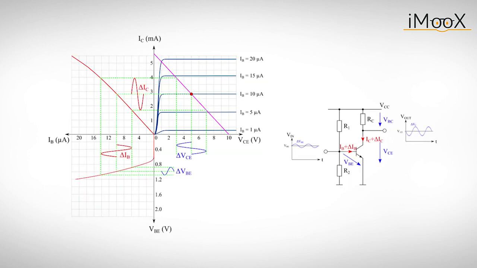In a second step, we can amplify a small AC voltage delta VBE at the input, which leads to a corresponding AC current IB at the base, an amplified AC current delta IC, and finally an amplified voltage delta VCE at the output. By using this representation of the behavior of a transistor, we can also see what happens if we choose our biasing point wrong.